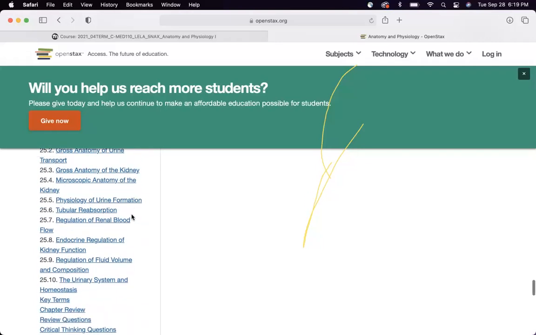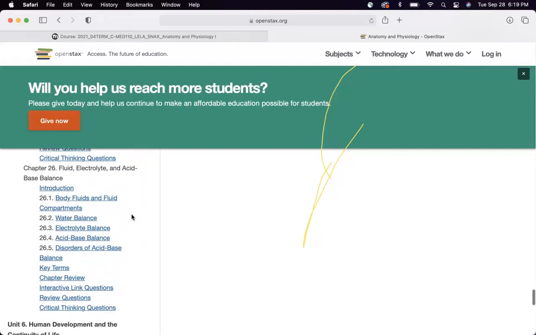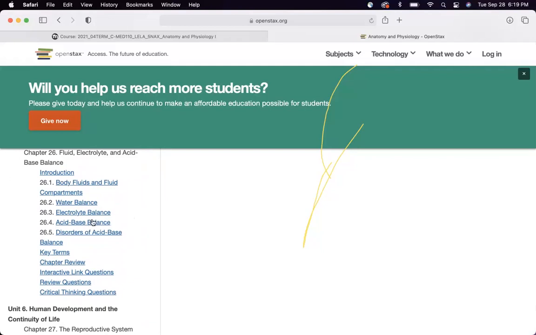25. Oh, 25 was kidney. Body fluids, acid-base balance here, 26.